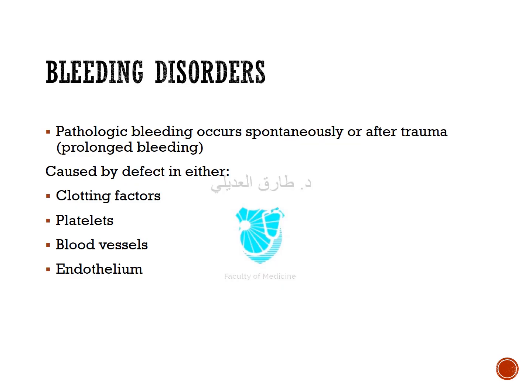Today we are going to talk about bleeding disorders. In normal physiology, in order to stop the bleeding, there should be an integration of the function of four main factors. First group is the clotting factors. Second is platelets. Third, blood vessels, and especially the endothelial layer.